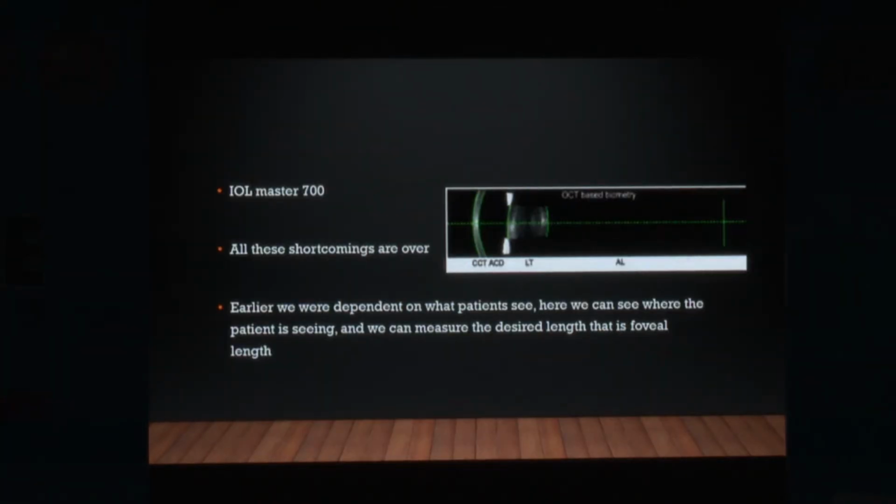And this issue has been addressed now with IOL Master 700, where you get the longitudinal cross section of the whole eye from anterior to posterior surface, and apart from that, you can measure the decentration and tilt of the crystalline lens also.